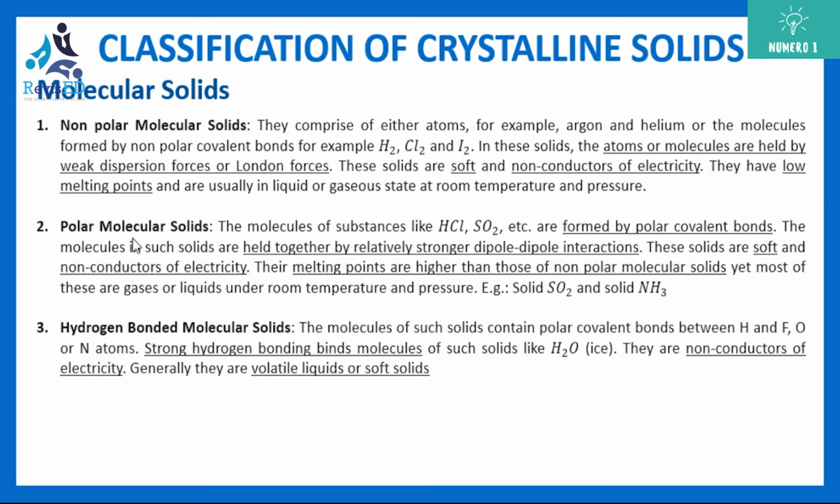The next category is polar molecular solid. The molecules of substances like HCl and SO2 are formed by polar covalent bonds. Now the bond is polar because one atom is more electronegative as compared to the other. For example, in case of HCl, H will get a delta positive charge, and Cl will get a delta negative charge. So that's why this behaves as a pole. Therefore, they are held together by relatively strong dipole-dipole interaction.